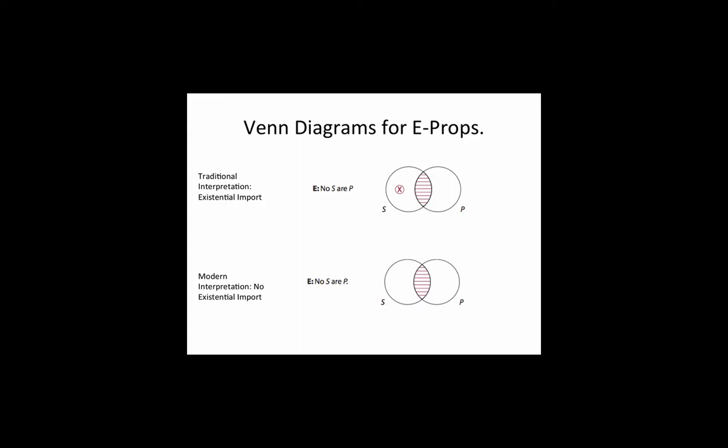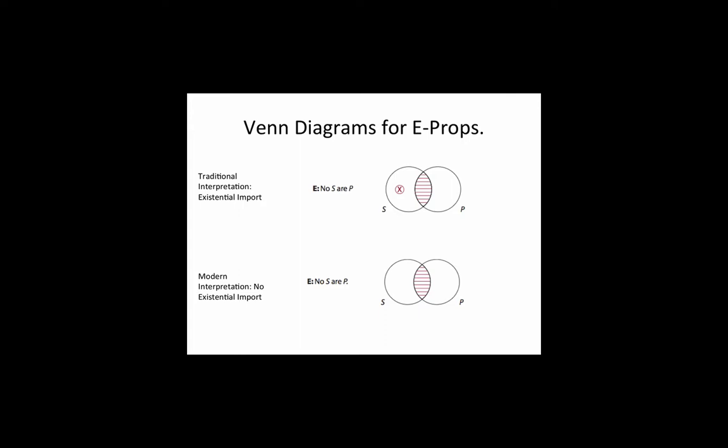The traditional interpretation says no S are P, and by the way, we're assuming a member of the S class. The modern interpretation says no S are P, and we don't assume a member of the S class exists.